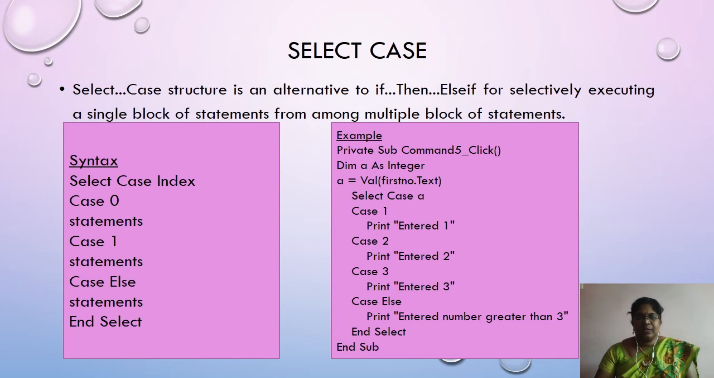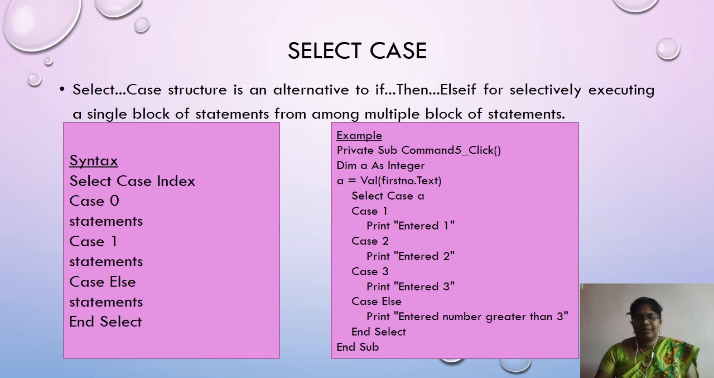If the index value is 1, then the case 1 will be matched and the statements within that case will be executed. If none of the case values is matched, then case else will be executed and the control will leave the select case. Here in this example, we have a variable A where we are getting input through the text box.